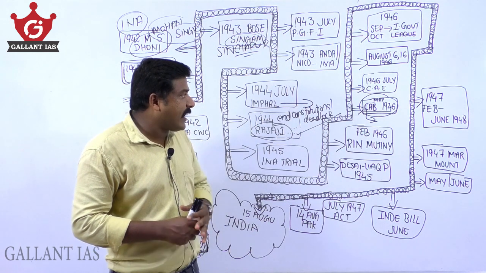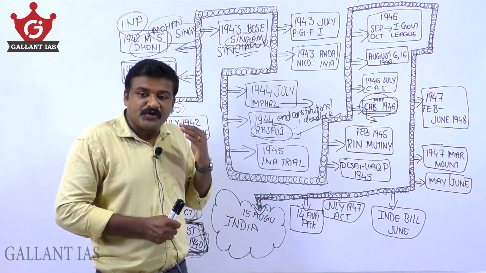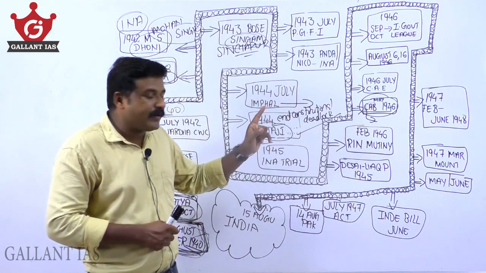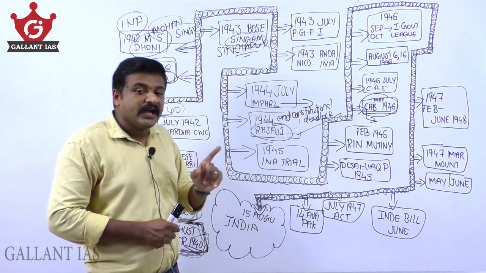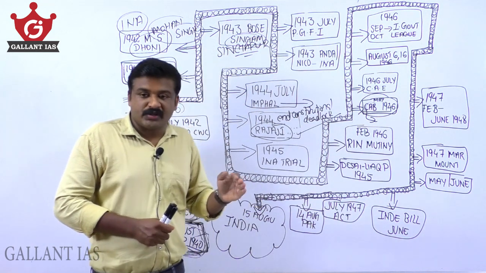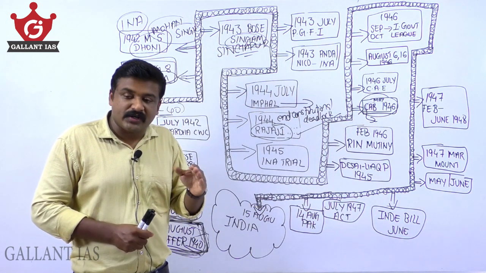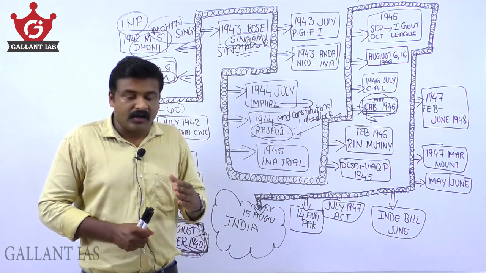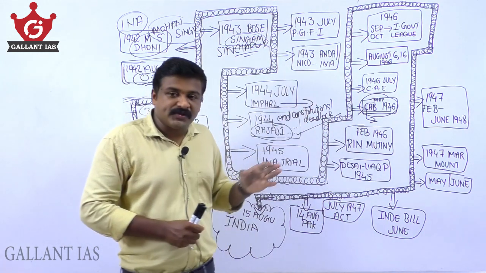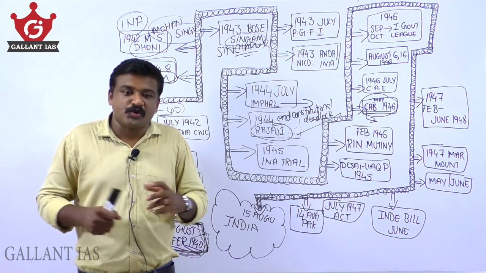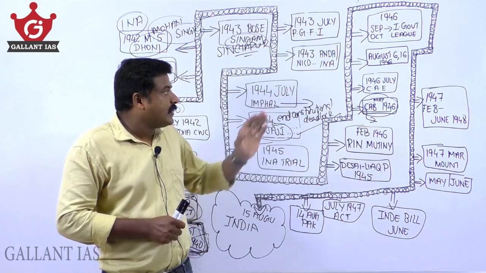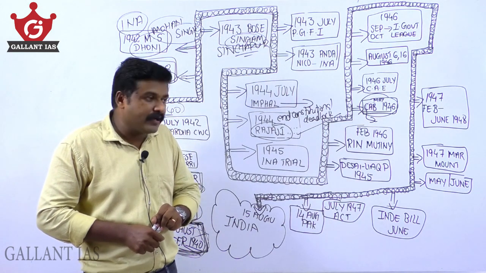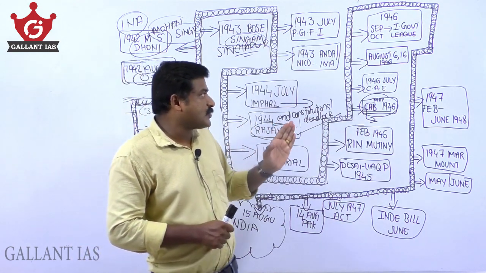1946 July, what happened there? Constituent Assembly elections happened in July 1946, in which Congress won a majority of seats, which almost disturbed Jinnah. On August 6, Congress was invited to form the government. Then on August 16, there is Direct Action Day, declared by Muhammad Ali Jinnah, in the same year, 1946.